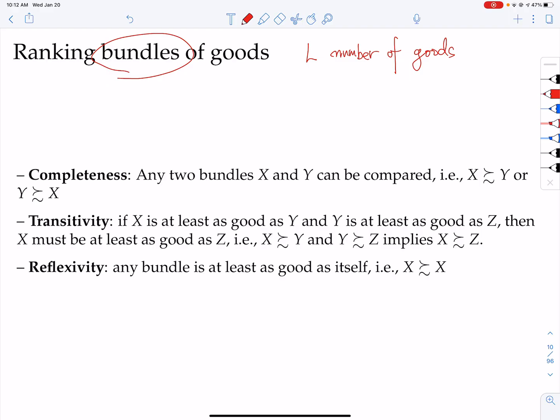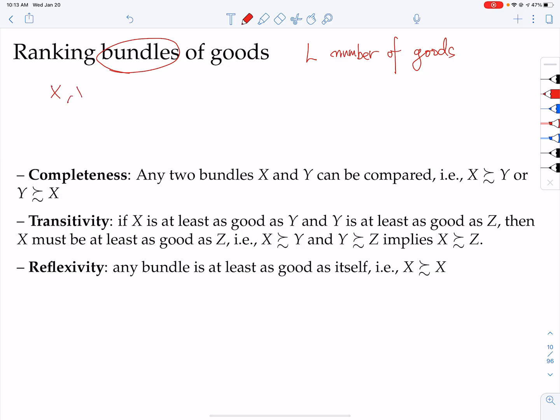So remember, we're dealing with a model. A model is not the same as the real world. A model is a simplification of the real world. So depending on what we want to analyze, I can assume L is 2, or I can assume L is 10, or I can assume L is infinite, right? So for the time being, we're gonna assume that L is a small number, okay? All right. And so we're gonna think of everything in terms of bundles of goods, okay?